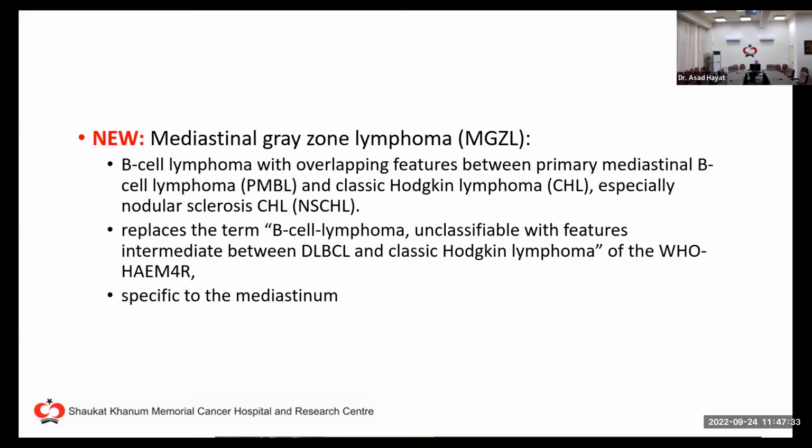This confusing entity of gray zone lymphoma that is between classic Hodgkins and DLBCL, basically now they've narrowed it down more to only the mediastinum. Previously, they said it was more common in the mediastinum, but you could diagnose it anywhere. But now they say that it cannot be diagnosed outside the mediastinum. And this replaces again this previous long diagnosis of unclassifiable with features intermediate between DLBCL. But they've sort of limited the scope of this diagnosis. So if you're outside the mediastinum, then this diagnosis should not be made.